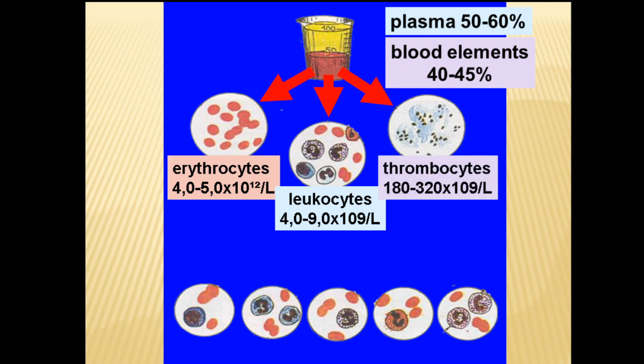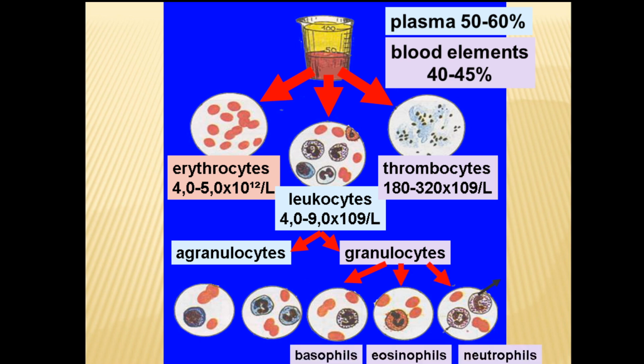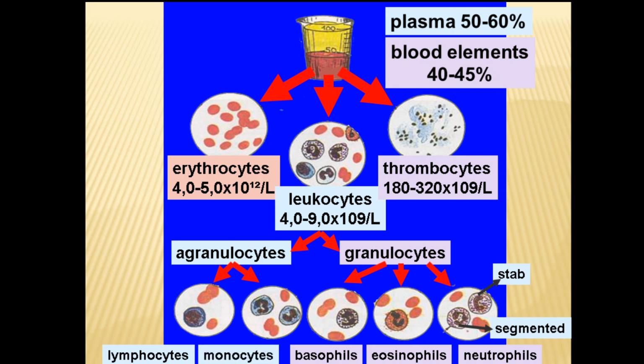Leukocytes are divided into some groups which have specific functions, and first of all they are divided into agranulocytes and granulocytes, depending on the structure of the cells. Granulocytes are divided into basophils, eosinophils, and neutrophils. Agranulocytes are divided into lymphocytes and monocytes.